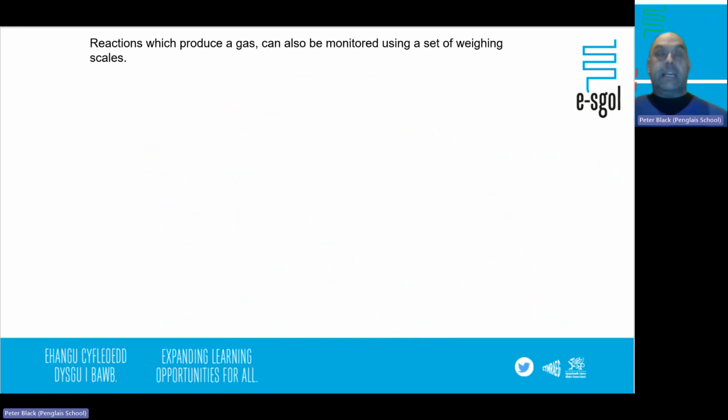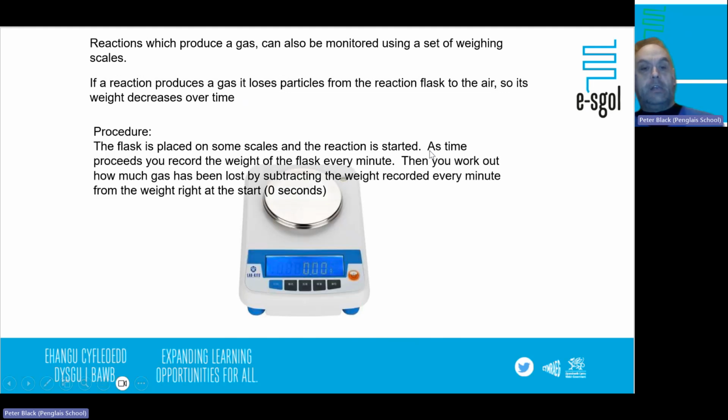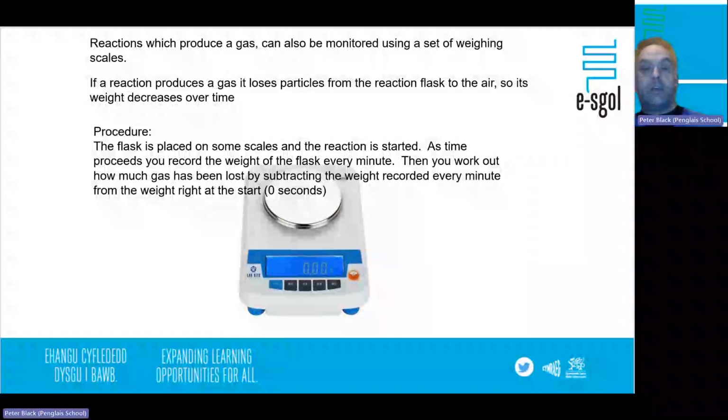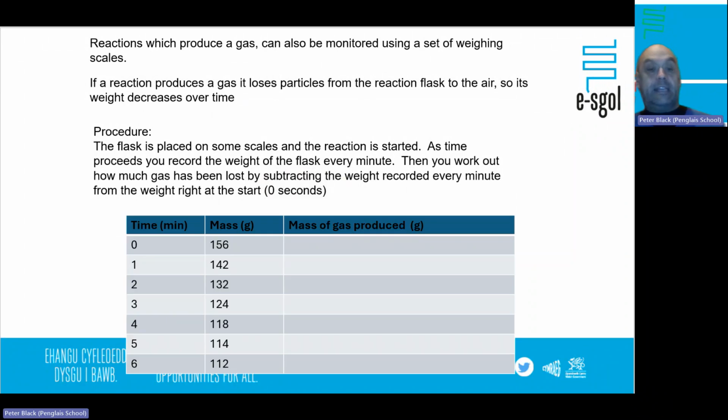Now, this brings me on to the other method where your reaction forms a gas. We can also weigh the reaction. What we should see is that as we weigh the reaction, it actually decreases in mass because we're losing particles from the reaction. So we'd place our reaction onto these scales and record the mass of the reaction, and we'd see the mass dropping as the gas is forming. Here's a suggested table of results. You can see there's a big drop in mass in the first minute, and with each subsequent minute we're still losing mass, so we're producing gas, but the amount of gas being lost is getting less and less with each passing minute.